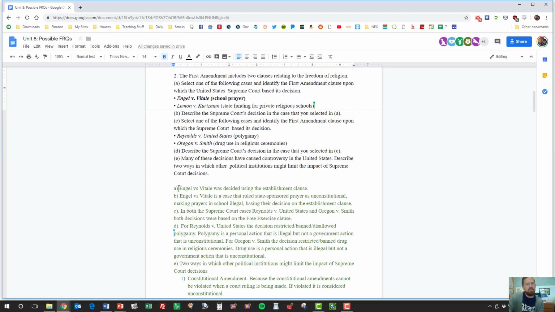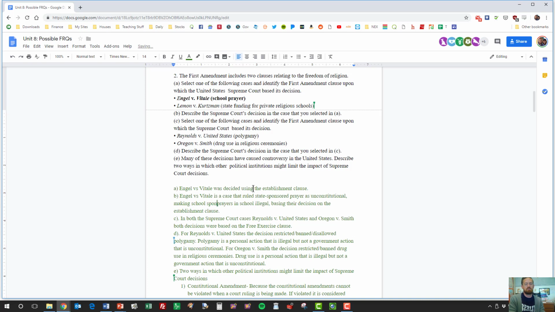So all you got to do is say Engel v. Vitale was decided using the Establishment Clause. I'm going to add a little more than this group wrote. Unless, does B say, describe the Supreme Court's decision in A? Okay, then I'm not going to write more because B is about writing more. It was decided as unconstitutional because school-sponsored prayers in school are illegal, because it feels like the government would be establishing a church if they're endorsing praying.